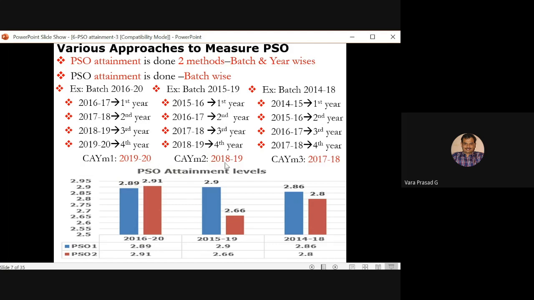So you have to take the 2018-19. This is the calculation you are doing here. This is the 14th batch. Then this is how the PSO attainment looks. Okay, this is called batch wise.